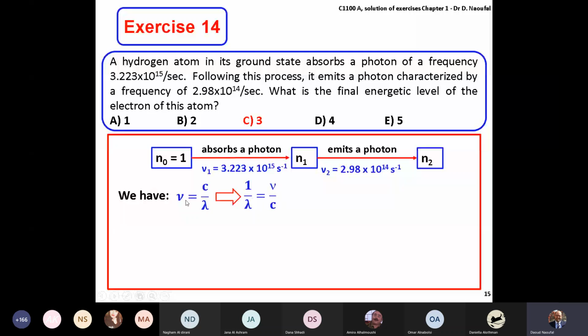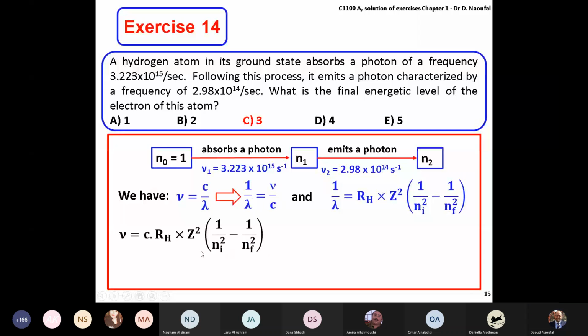So we have mu equals c over lambda, 1 over lambda equal mu over c. So 1 over lambda equal RH Z squared times 1 over n initial squared minus 1 over n final squared. And this is for hydrogen or hydrogen-like; in this case Z equal 1. So we multiply by c: c over lambda equals c times RH Z squared times 1 over n initial squared minus 1 over n final squared. So we obtain a relation directly between mu and the energy levels.